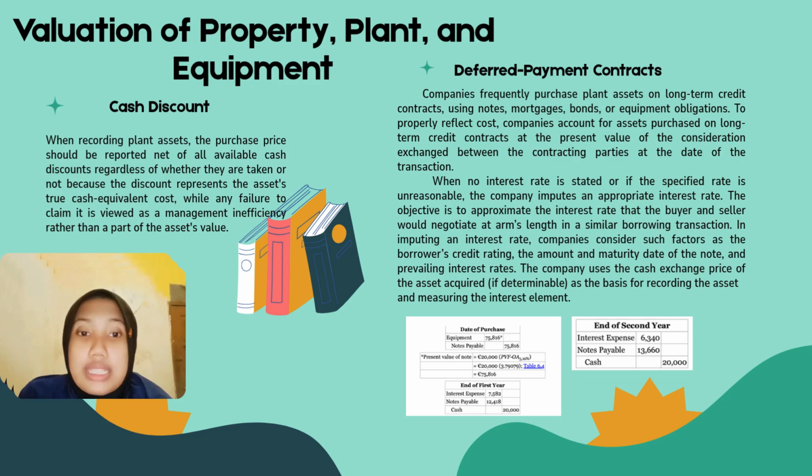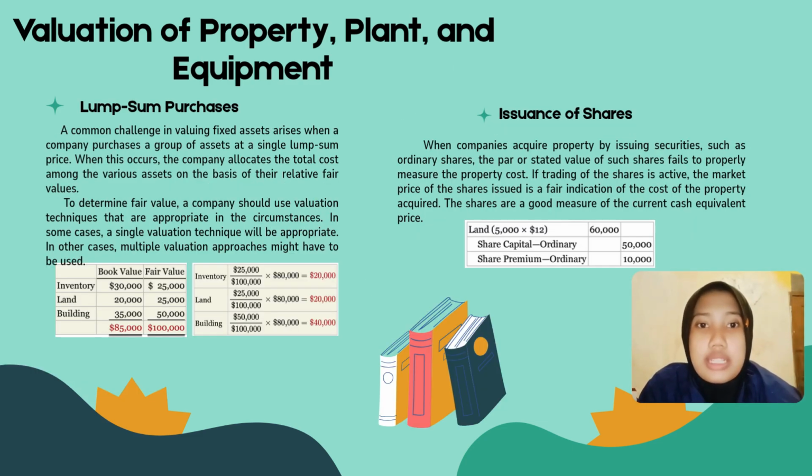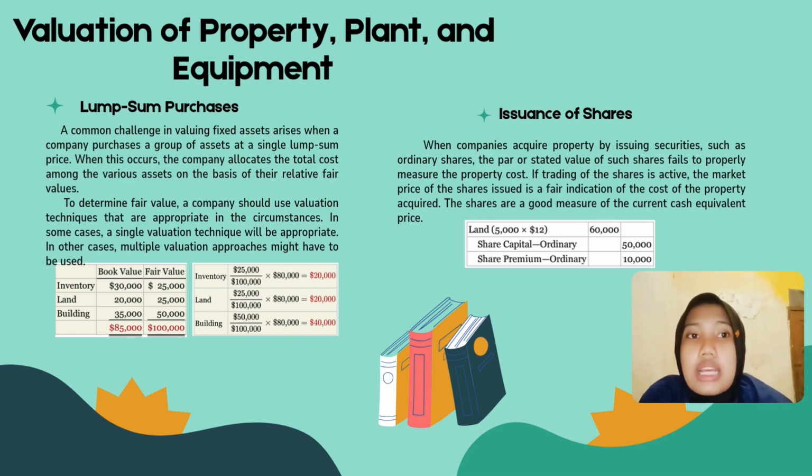So let's move to the next. The third one is lump sum purchases. A common challenge in valuing a fixed asset arises when a company purchases a group of assets at a single lump sum price. When this occurs, the company allocates the total cost among the various assets on the basis of their relative fair values. To determine fair value, a company should use valuation techniques that are appropriate in the circumstances. In some cases, a single valuation technique will be appropriate. In other cases, multiple valuation approaches might have to be used.